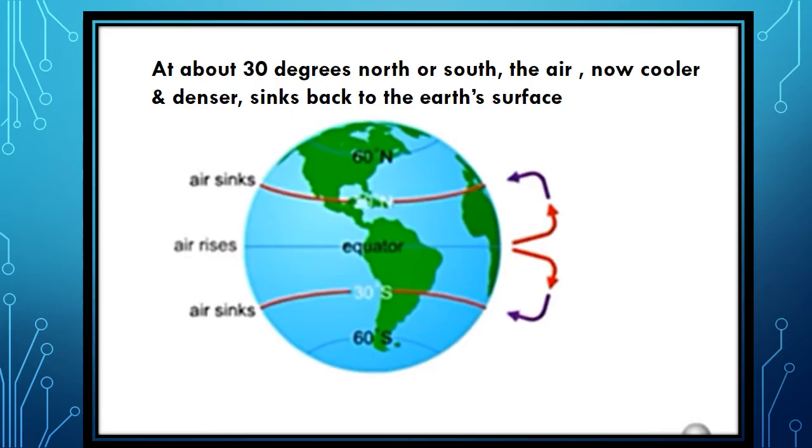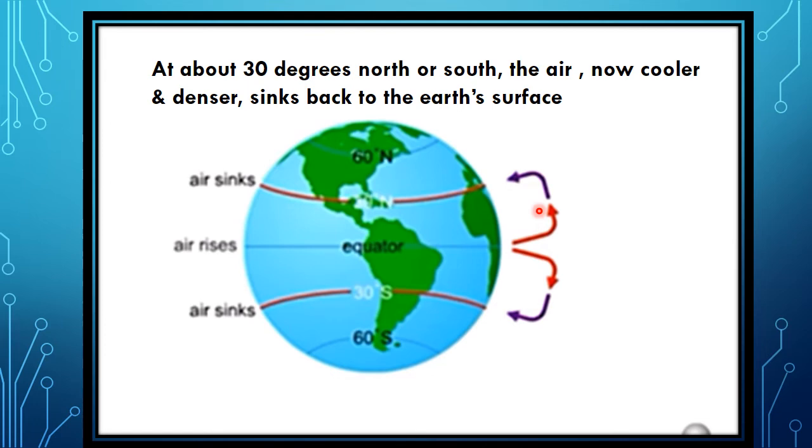So children, the warm air rises from the equator. You can see, because it is warm, it rises, it becomes light, and then it gets deflected towards the right due to the rotation of the earth in the northern hemisphere, and towards the left in the southern hemisphere. Now when it gets deflected, what happens?